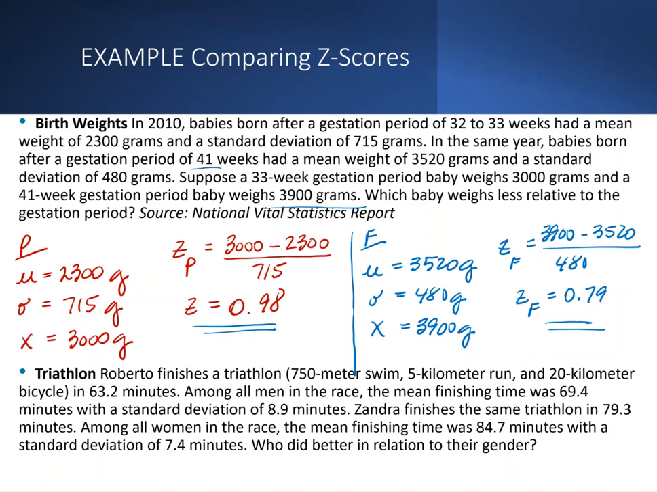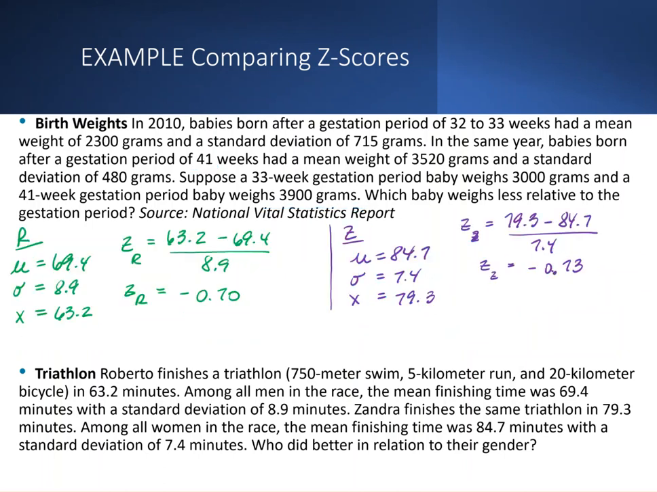Now what I need you to do is figure out who ran the faster race. Did Roberto finish at a faster time, or did Xandra finish at a faster time? I'm going to let you take a moment to pause the video, find the z-scores for both Roberto and Xandra, and then we'll see if you've come up with the same conclusion as I have. So here's the solution to this problem. Hopefully you were able to determine that Roberto's z-score was negative 0.7 versus Xandra's z-score of negative 0.73.